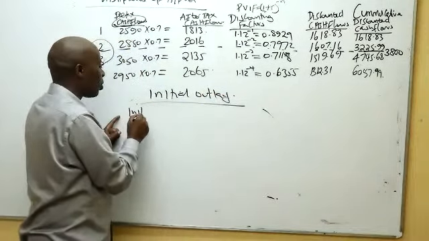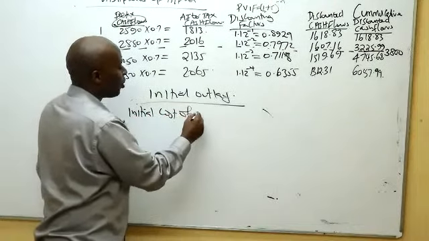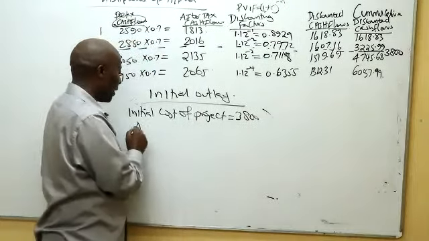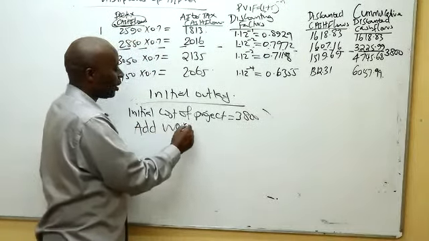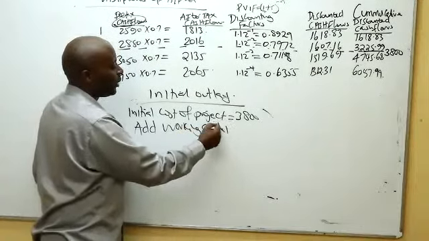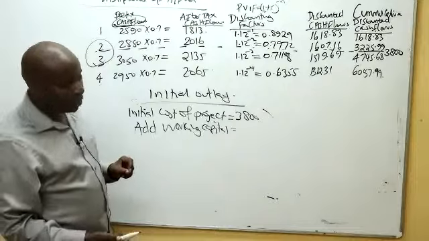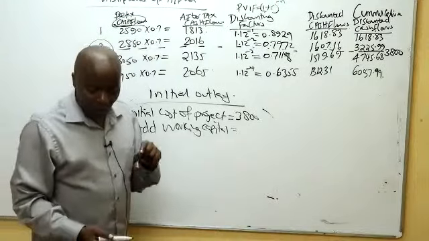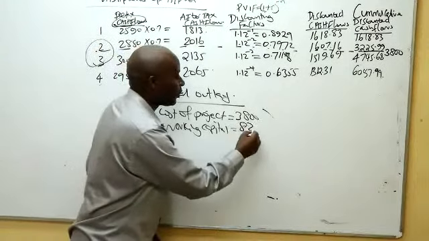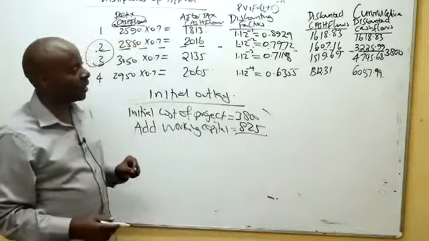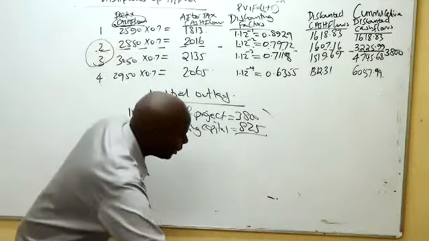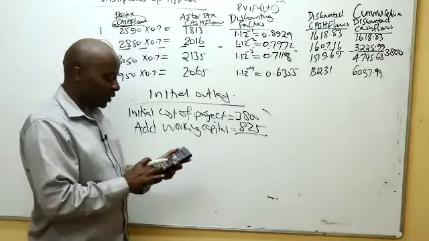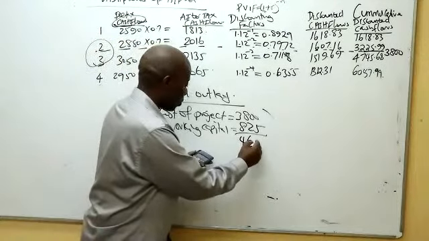So we have the initial cost of the project, which is 3,800. And then of course you'll add the working capital which is required. Add working capital required of 825 for project A. So please give us this total here: 3,800 plus 825. This gives us 4,625.